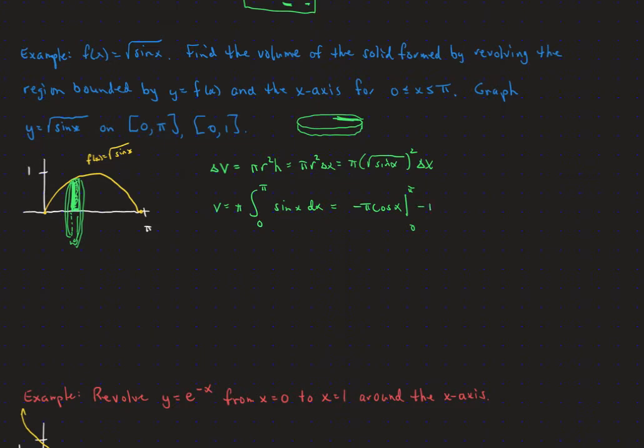So that's going to be a negative pi times the cosine of pi minus a negative pi times the cosine of 0. Since the cosine of pi is negative 1, that'll make that pi plus, and since the cosine of 0 is 1, that will also be pi, and that will make our volume 2 pi.